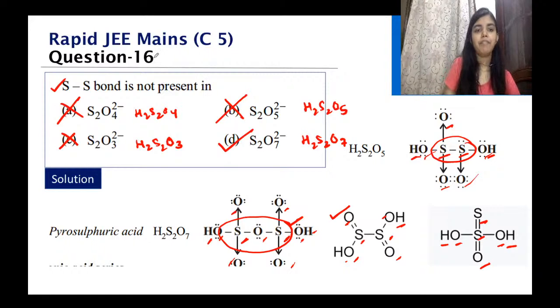So basically you have to remember all the structures of sulfur, phosphorus and boron compounds. You have to remember these structures. Again I am repeating, you have to remember these structures. So pay attention to them, okay?